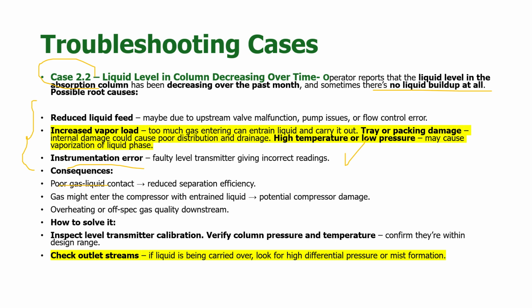Consequences: poor gas-liquid contact. It means that your separation efficiency will reduce. The gas might enter the compressor with entrained liquid, potential compressor damage, overheating, off-spec quality downstream, etc. How to solve it? First of all, as I said, start with level transmitter calibration, verify that it is correct, and verify your column pressure and temperature. If you have higher pressure or higher temperature, you might also have vaporization inside the column. That's why your gas-filled area increases and you have a lower liquid area.